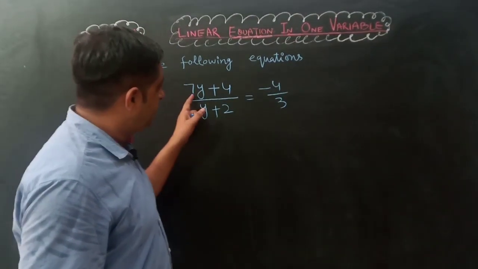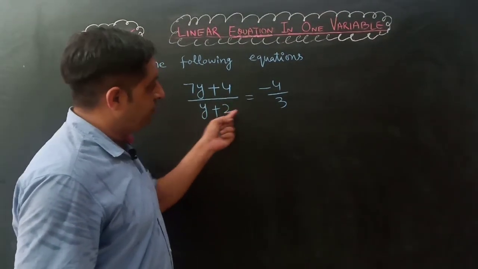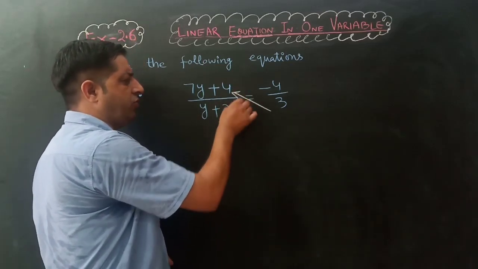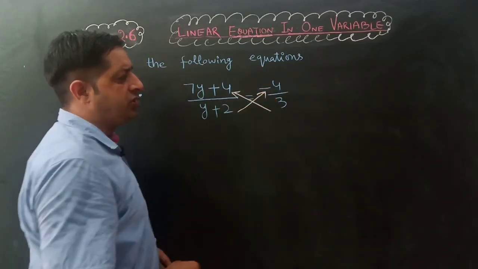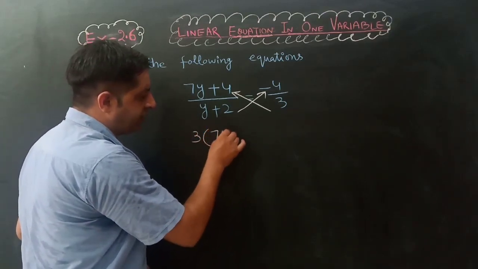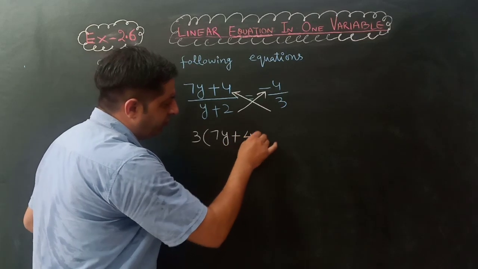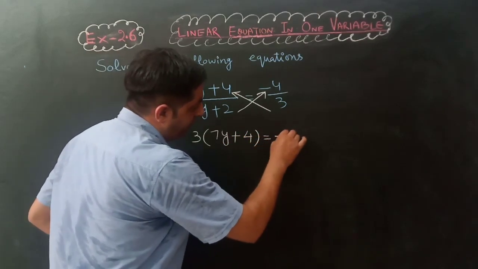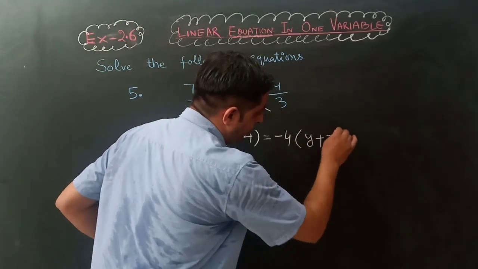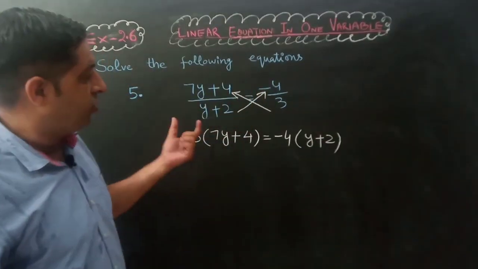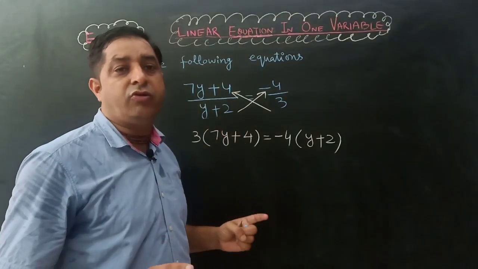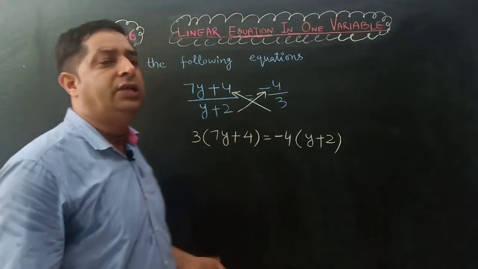Question number 5. (7y plus 4) upon (y plus 2) is equals to minus 4 upon 3. Again the same method, we will cross multiply it so that we can change it into linear form. 3 in bracket you have to write (7y plus 4) is equals to minus 4, write down (y plus 2) in bracket. Remember this point, always write the algebraic expression in bracket. अगर आप इस पॉइंट को फॉलो करोगे कभी भी गलती नहीं होगी.